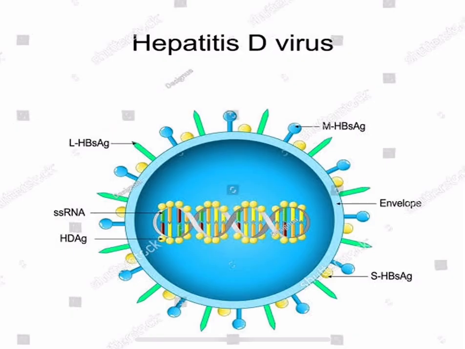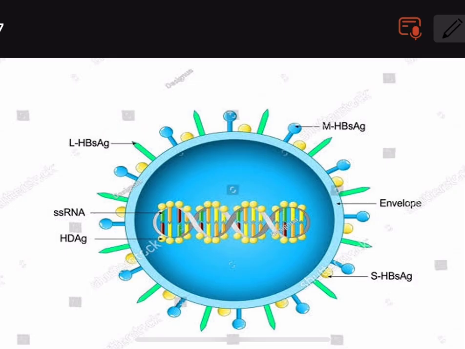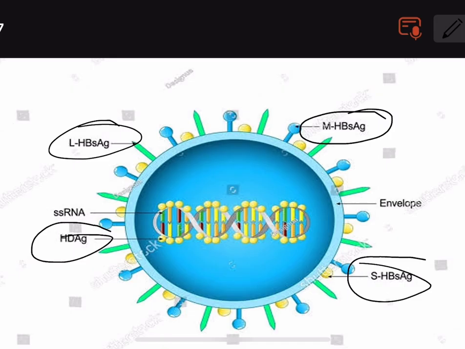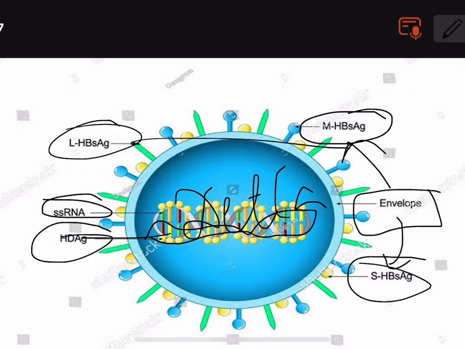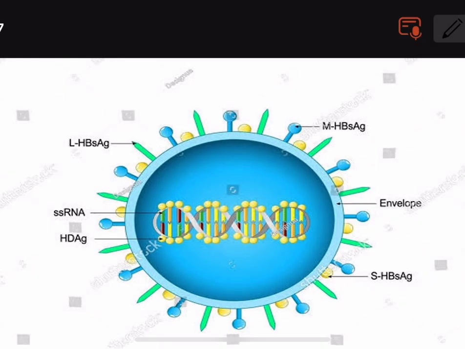Okay. So this is the picture of the hepatitis D virus, which is a small circular enveloped virus containing the hepatitis B surface antigen in its envelope. This is the delta antigen, and it is a single stranded RNA virus containing the envelope of hepatitis B surface antigen.